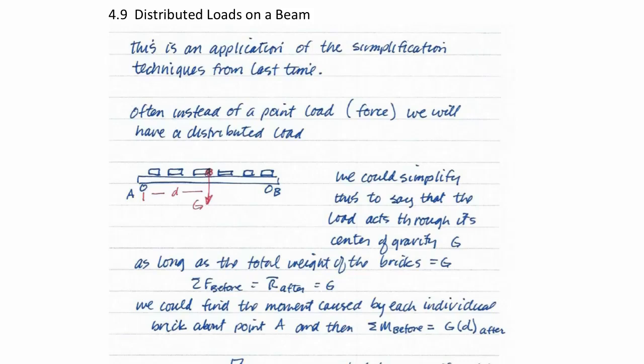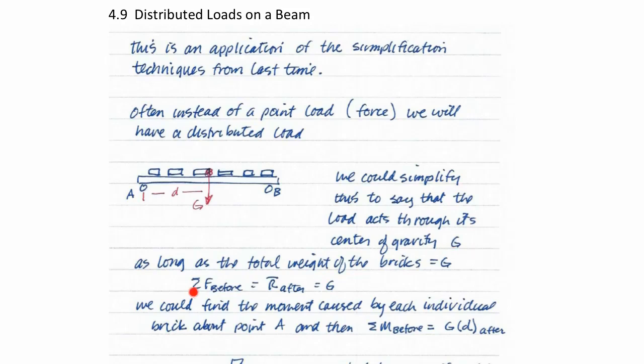If we could find out how much the bricks weighed, we could model it as a point load acting through its center of gravity, separated by a distance d from one of the points. We'll call that point A. And if we did that, we could say that the weight applied at that distance will have the same effect at A and B. So we're going to simplify this to say that the load will act through the center of gravity.